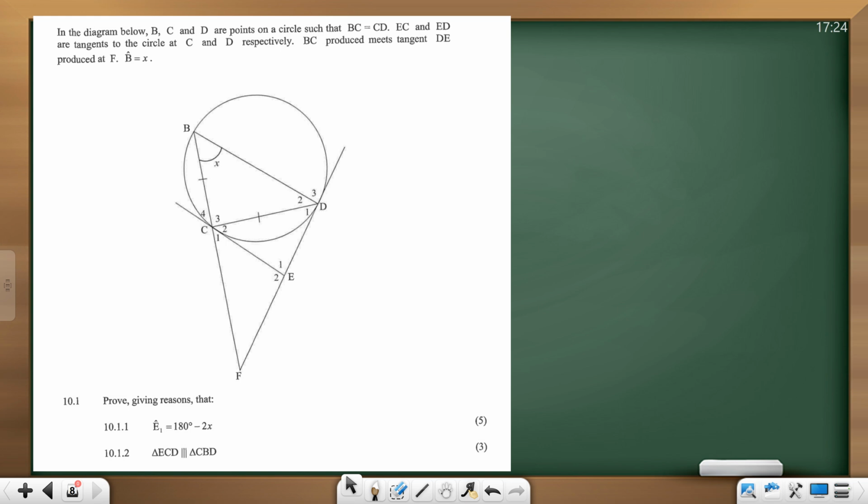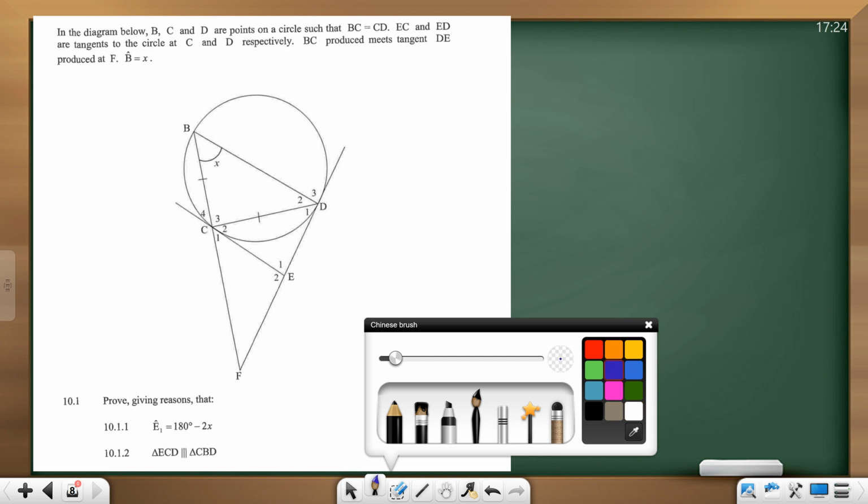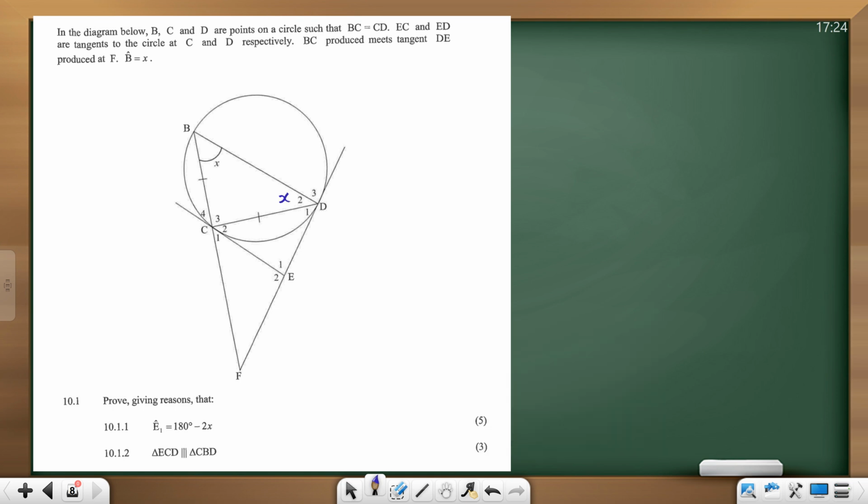Talk to me, especially those of you that said you did not get it. Already I have D2, angles opposite equal sides. It's an isosceles triangle. I don't know if I'm going to need it, but I have it. BC produced, EC and CD are tangents.